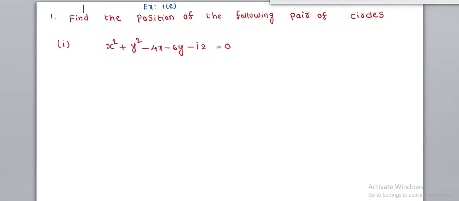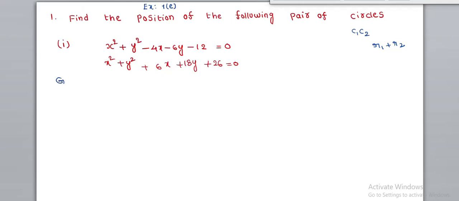Find the position of the following pair of circles. So what is checking? C1C2 is to find out the distance of C1 and C2. Next, R1, R2 is to find out. So write the other circle. Question: x square plus y square plus 6x plus 18y plus 26 equal to 0.